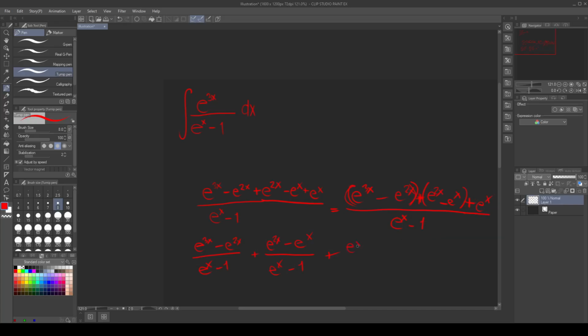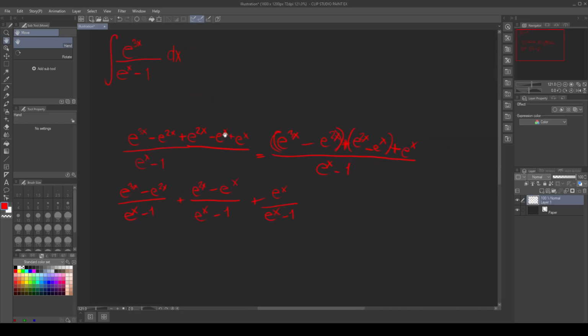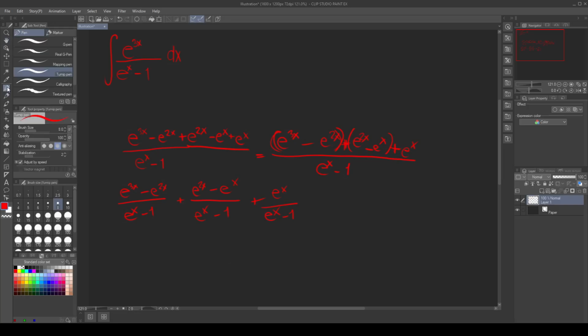which is just e to the x all over e to the x minus 1. So we've got that down. Now the real cool thing about this is that we can actually really simplify these very well. So these two can be simplified very easily. And let me show you how.